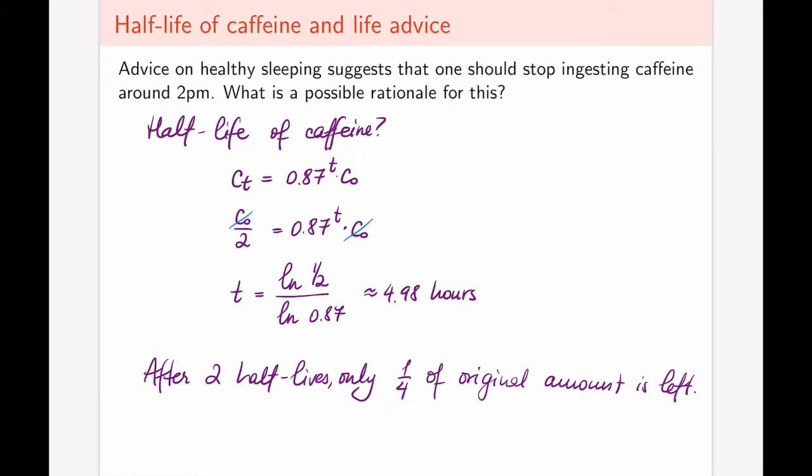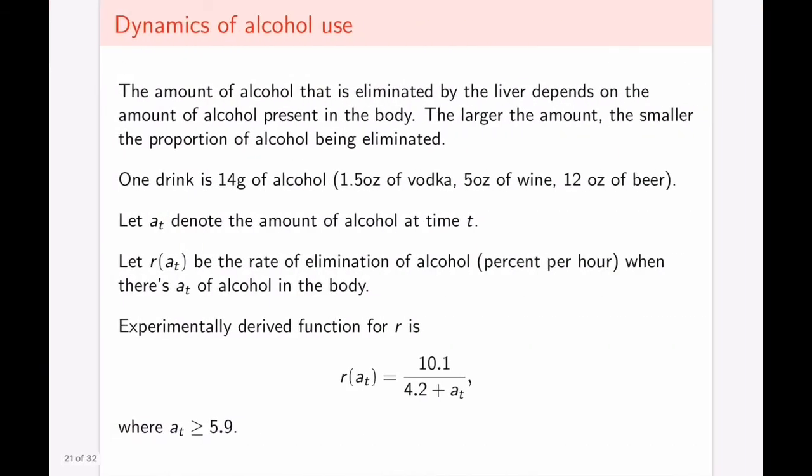What we're going to consider next is the dynamics of alcohol use, which gets digested and processed by your body quite differently than caffeine. Caffeine degrades at a constant rate, whereas the amount of alcohol that is eliminated by the liver depends on the amount of alcohol present in the body.